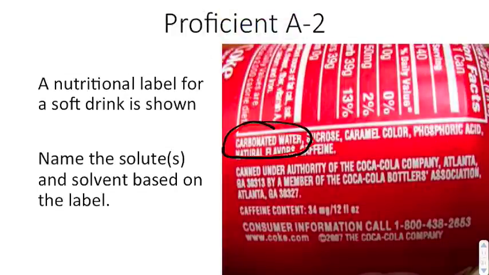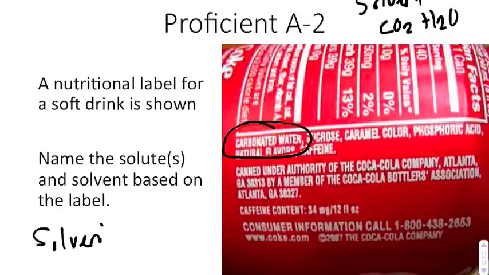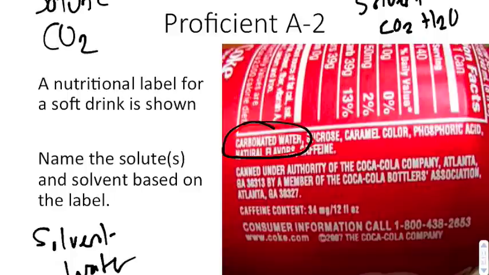So you can say two things. You can say the solvent is carbonated water, or what I would say is actually the solvent is water, because water is the main ingredient. Now, you do actually dissolve carbonation, which is CO2, into it. So I would say that one of the solutes is CO2. You could also say solutes are things like sugar, caramel color, phosphoric acid, natural flavors, and caffeine. Everything that is not the solvent is a solute that's dissolved into it.